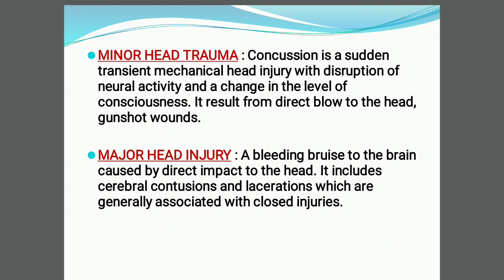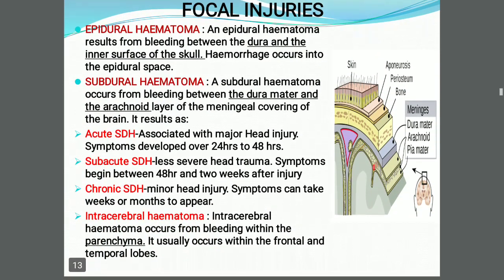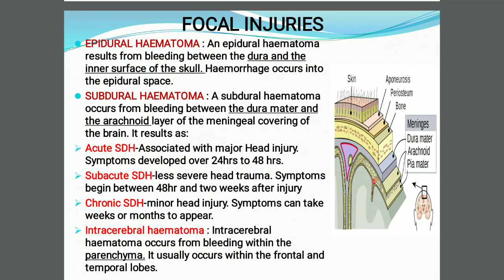Next, that is the focal injuries. Here in focal injuries, hematoma always occurs. So in focal injuries, we'll talk about the epidural hematoma. Epidural hematoma results from bleeding, which is mainly between the dura and the inner surface of the skull. So the hemorrhage occurs in the epidural space.